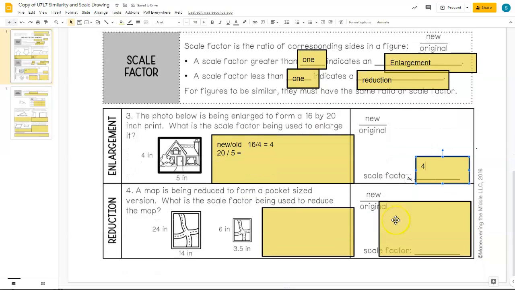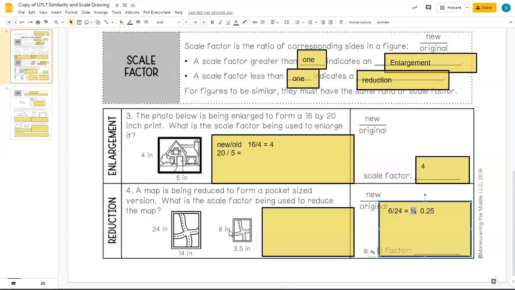Now we can also do a reduction. A map is being reduced to form a pocket-sized version. What is the scale factor being used to reduce the map? So this is the new one, and this is the old one. So remember, our calculation is always new divided by old. So our new is 6 divided by our old is 24. That's going to be a fraction or a decimal. Okay, so you can either say the scale factor is 1/4 or the scale factor is 0.25.